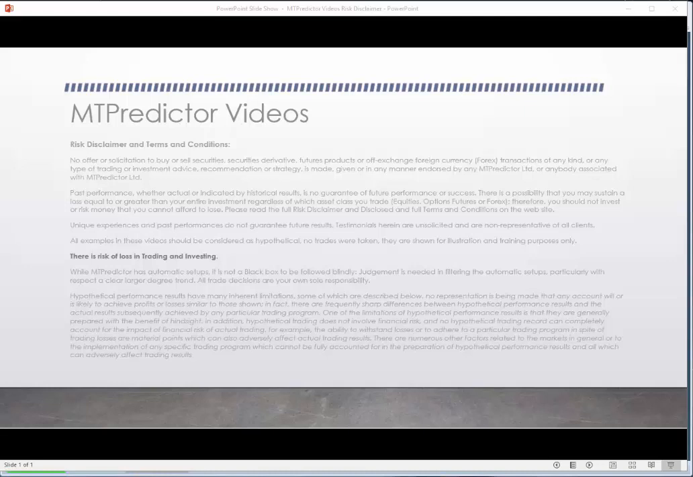But as usual, we start with a risk disclaimer. Remind you that all examples in these videos should be considered as hypothetical. No trades are actually taken, they're just shown for illustration and training purposes only. Remind you there's a risk of loss in trading and investing, or put another way, all professional traders know and understand, but more importantly accept that losses can and do unfold.